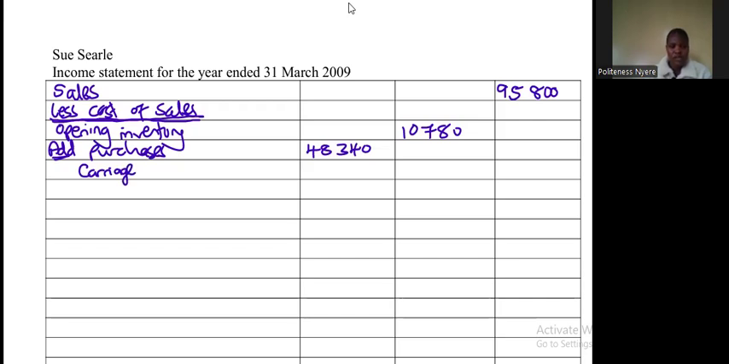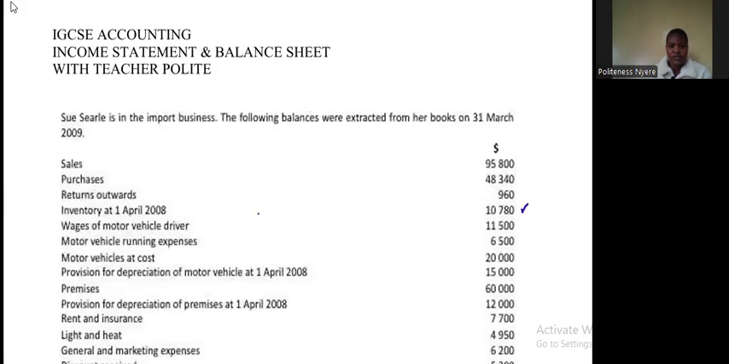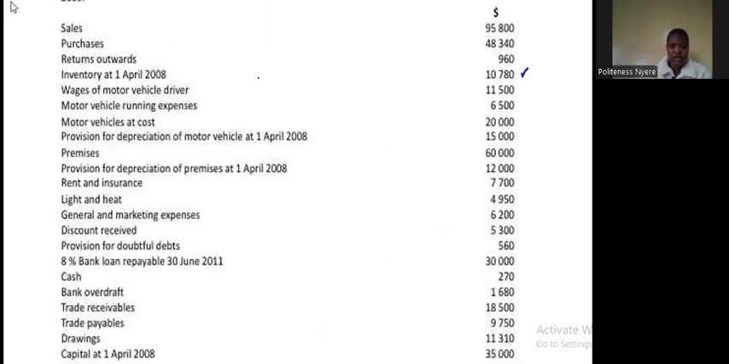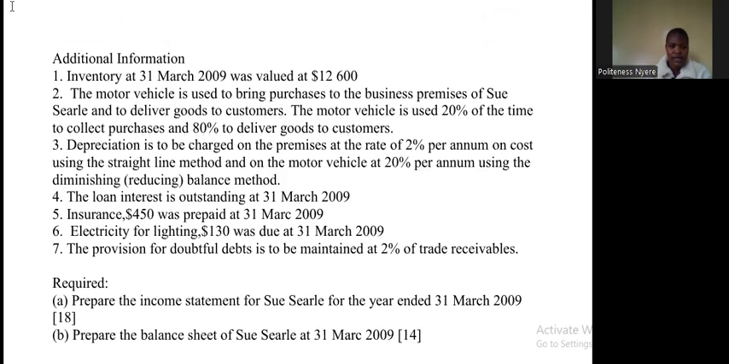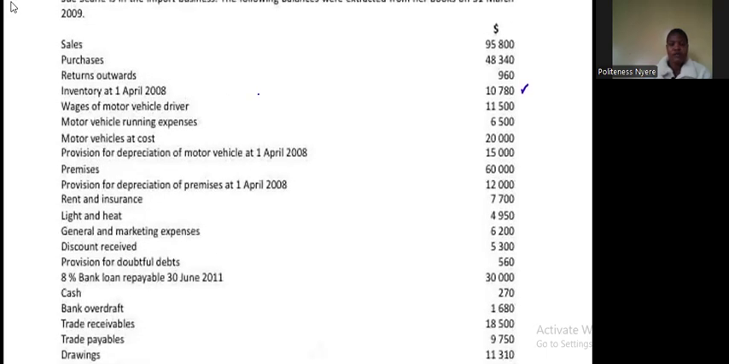Now when it comes to the carriage, we are supposed to use the information that we were given. So let's just go and see, because we don't have carriage, they are not written yet. So we have to go to that part, which is saying the motor vehicles is used to bring purchases to the business premises, to sell it and to deliver goods to customers. The motor vehicles is used 20% of the time to collect purchases. So 20% of all the expenses that you have to do with motor vehicles is supposed to be under the purchases.